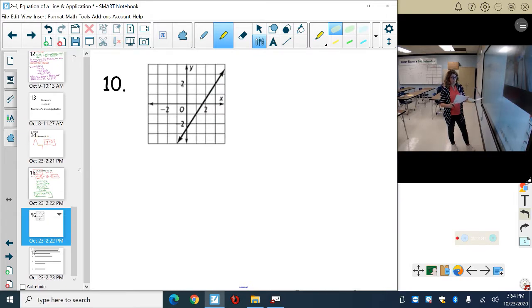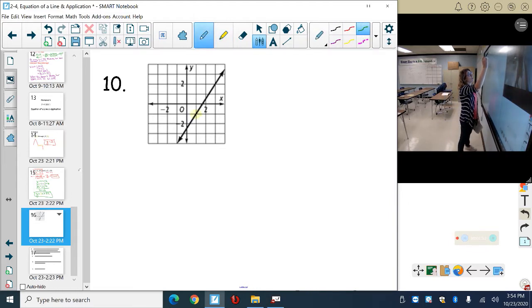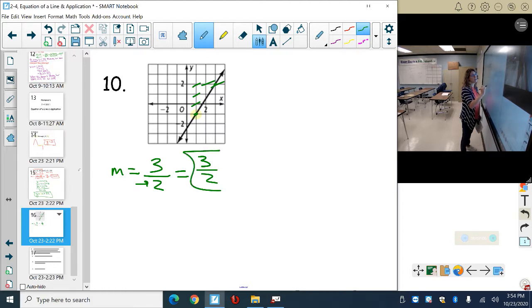Okay, let's turn the page. If we look at number 10, I give you 2 points here. Here's the first point that we're going to utilize, and here's the second point we're going to utilize. We're going to find our slope. 1, 2, 3 is my rise. 1, 2 to the right is my run. That means it's positive 3 over 2.